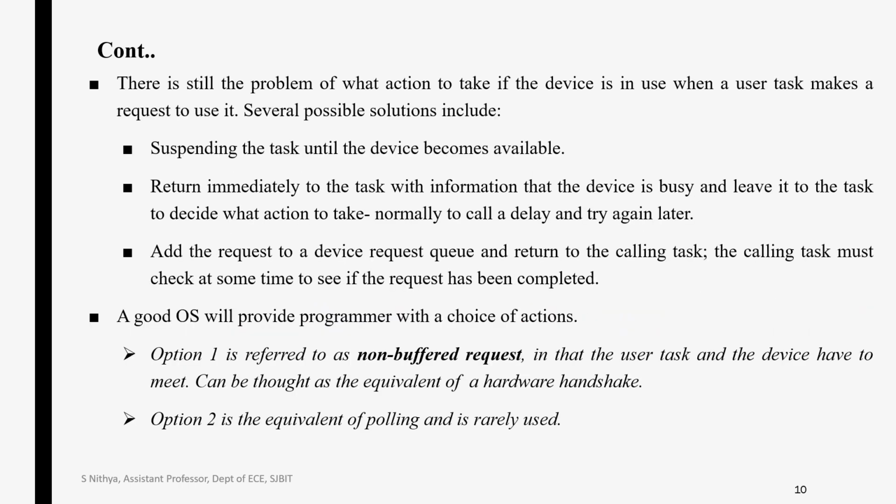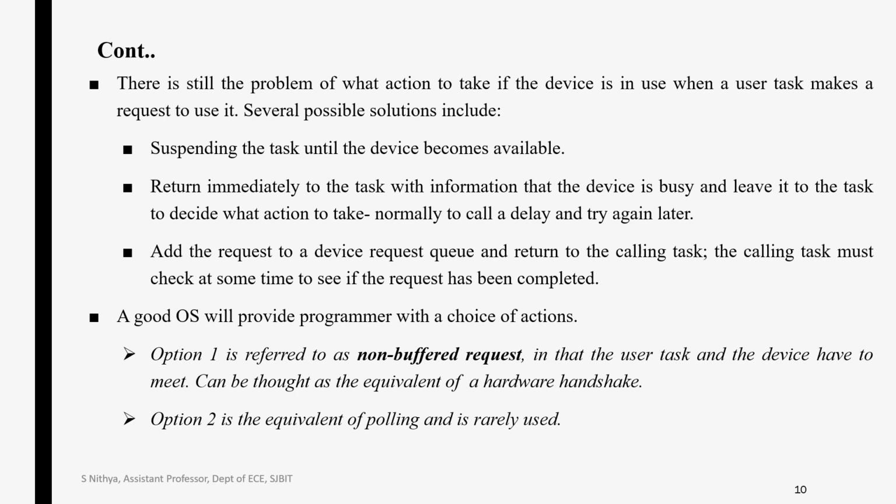There is still the problem of what action to take if the device is in use when the user task makes a request to use it. There are several possible solutions, which include suspending the task until the device becomes available, or returning immediately to the task with the information that the device is busy and leaving it to the task to decide what action to take, normally to call a delay or try again later. Another is to add the request to the device request queue and return to the calling task. The calling task must then check at some time to see if the request has been completed or not.